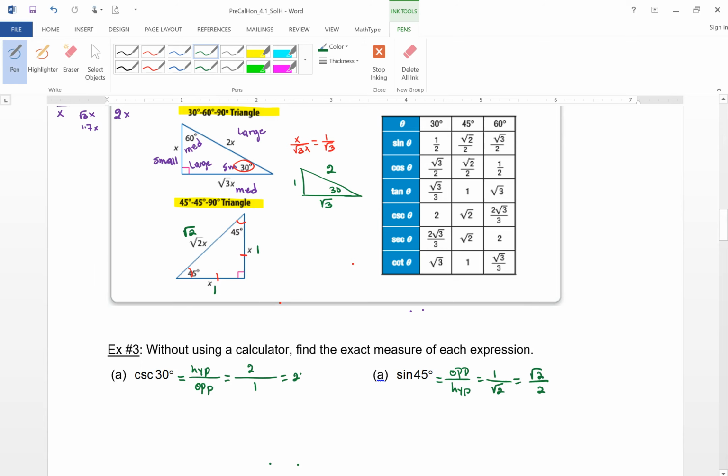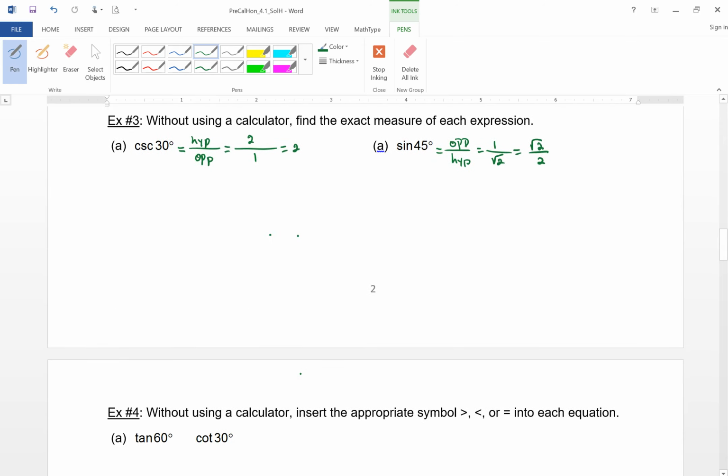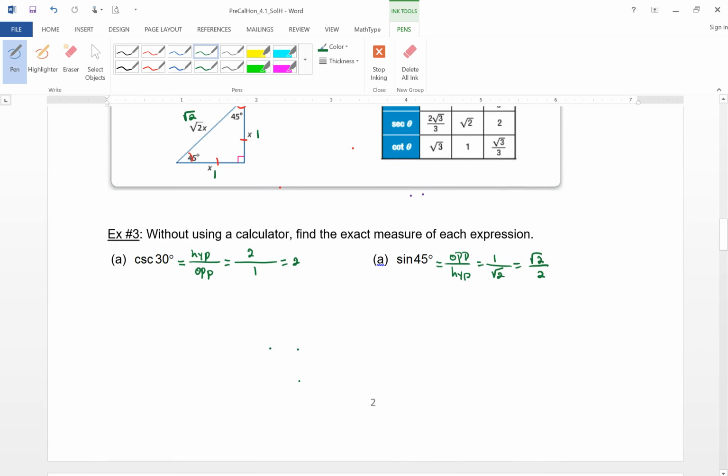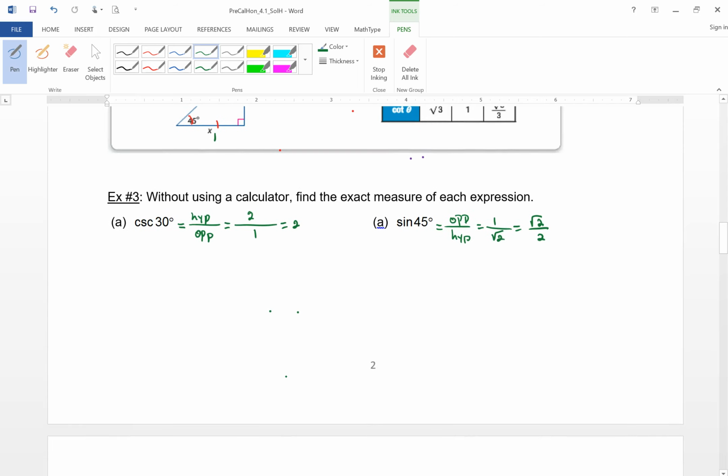Here's how I want you to do it. I want you to visualize it, reason it out. Now, what's the important part? In example 3, we're still there. What's the most important part, do you think, in the directions for example number 3? There you go. Without using a calculator. Okay? You guys are smart. That means no calculators.